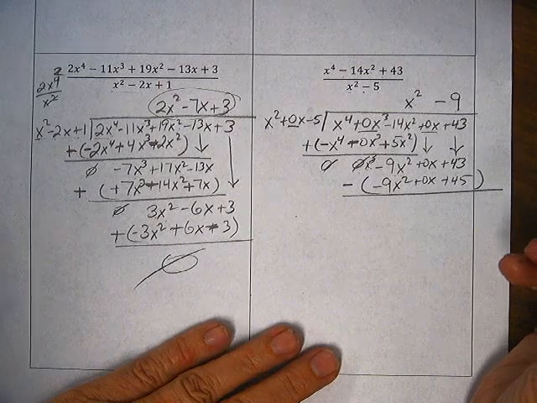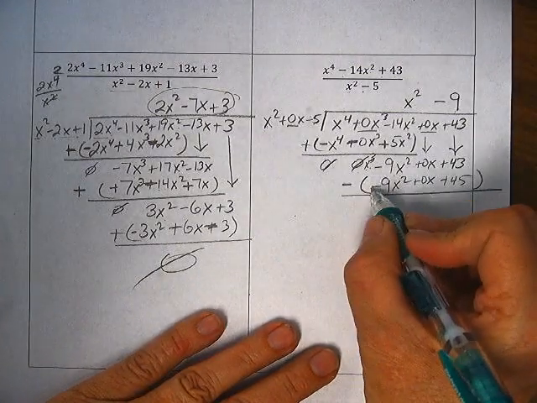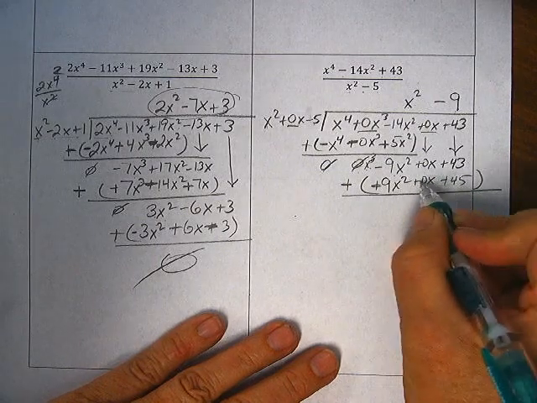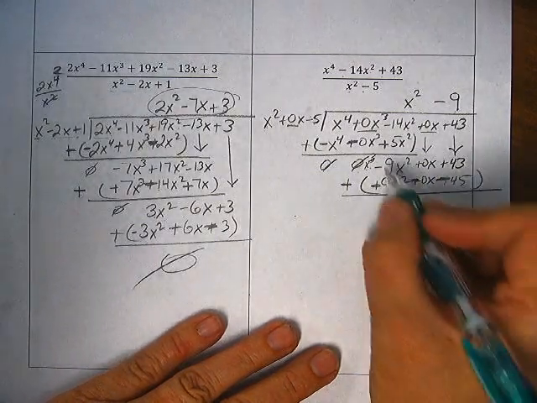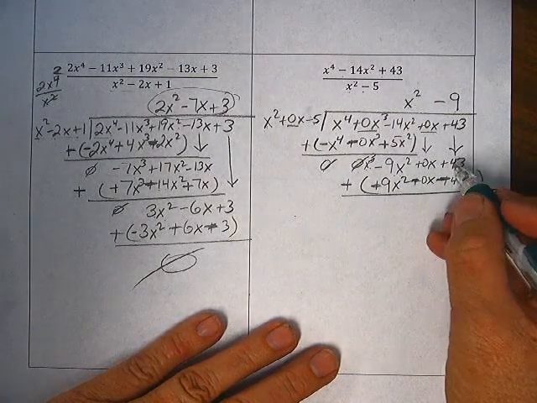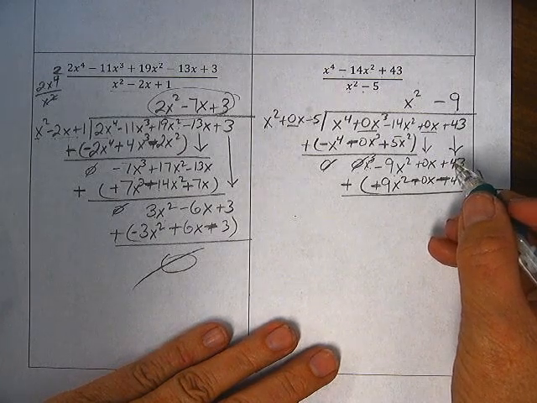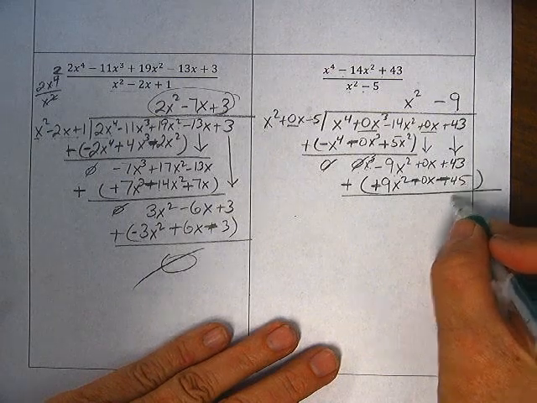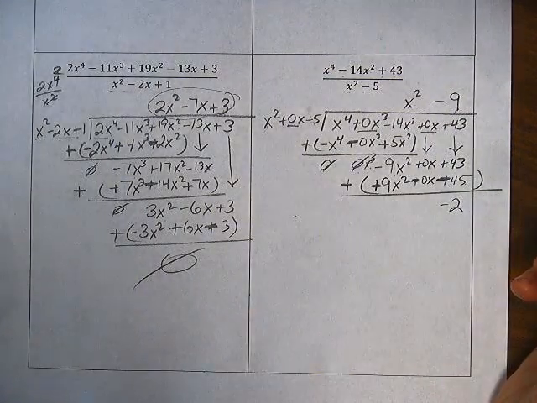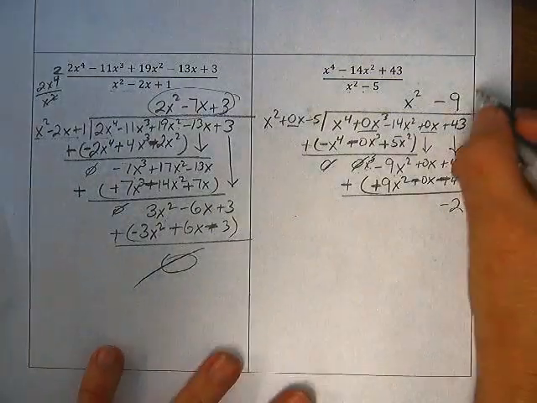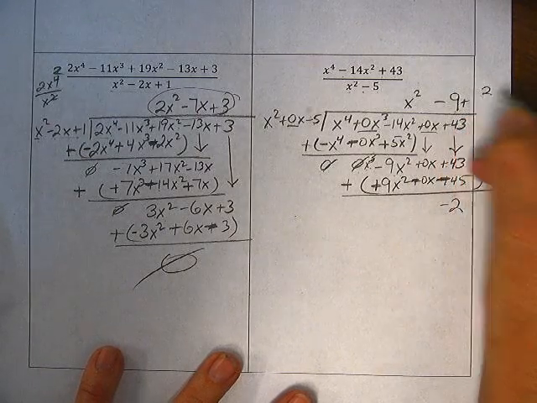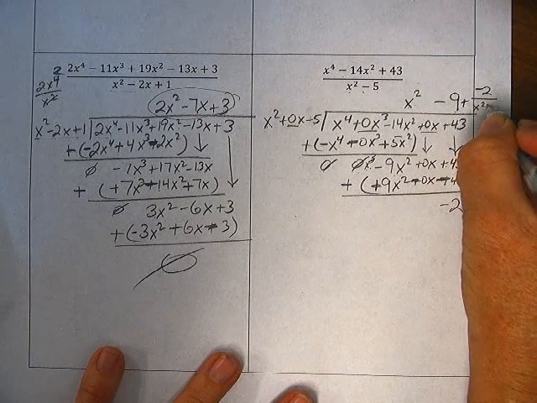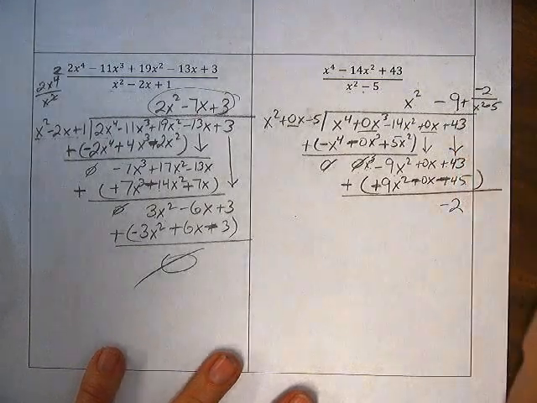We want to subtract, so we're going to move that negative inside and add them. So plus, minus, minus. The x squareds go away. Oops, that's a plus. And here we have 43 minus 45, so a negative 2. So my remainder is plus a negative 2 over x squared minus 5.